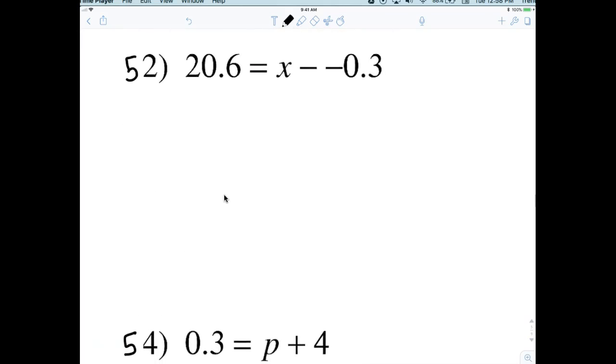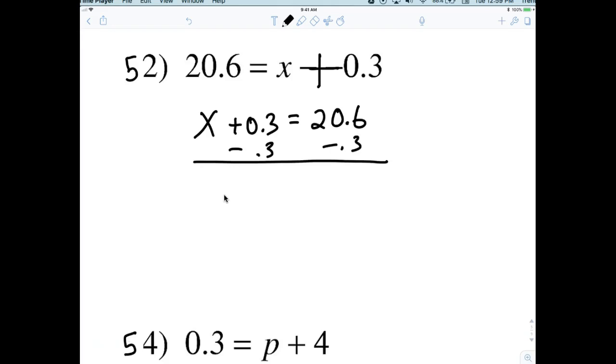Let's look at 52. The double negatives make it a what? Positive. So I'd really like for you to rewrite it as x plus 0.3 equals 20.6. There's something wrong with my brain today. All right, x plus 0.3 equals 20.6. And now we're just what? Subtracting. Thank you. Subtract 0.3.